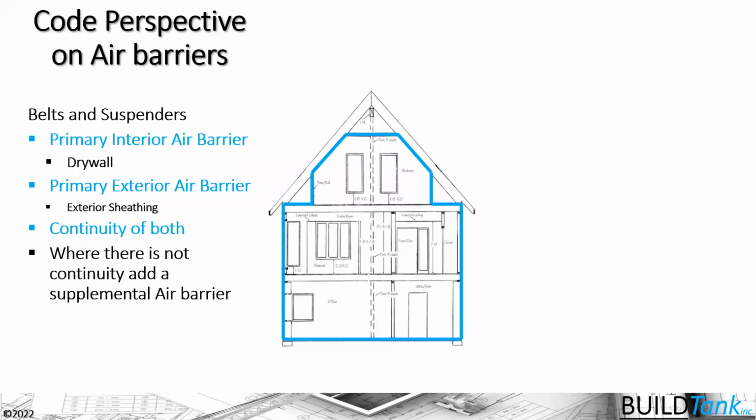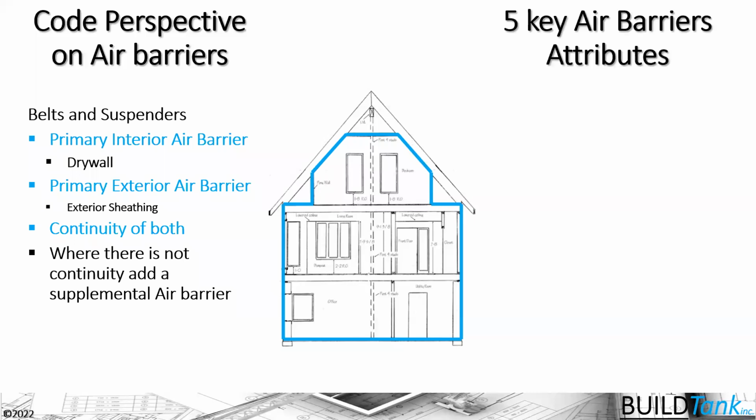And the code is saying where there's not continuity, you need to add a supplemental air barrier. Now, the code doesn't say exactly what you have to use for that air barrier material, so I'm going to add these key attributes of air barrier materials that you can use to decide what air barrier you're actually going to use to achieve these requirements.